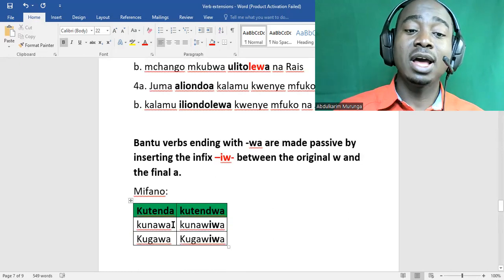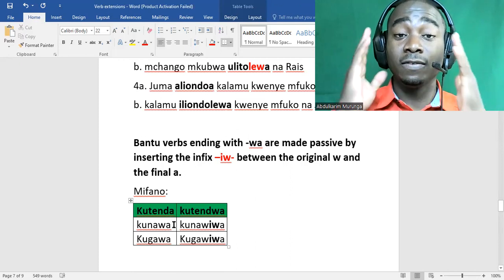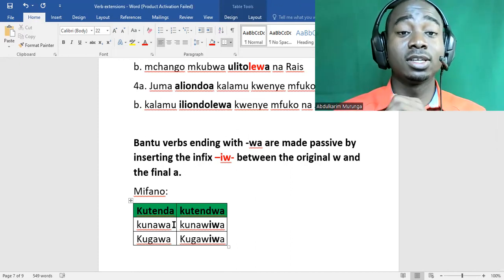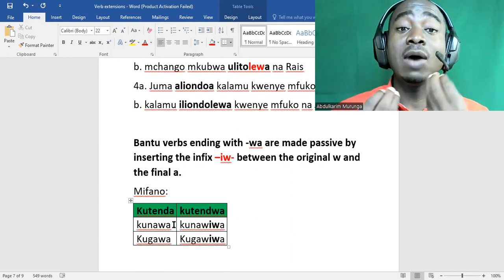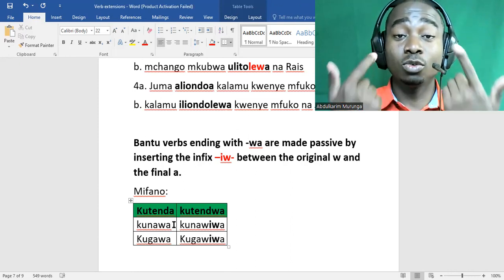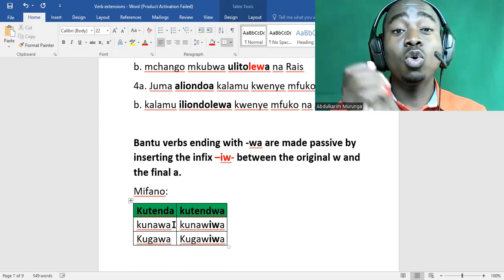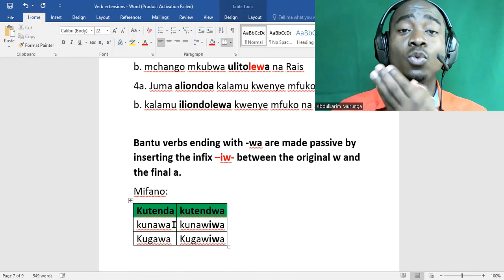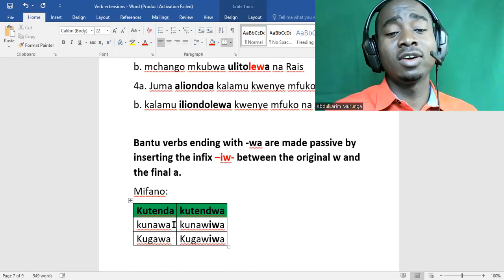We have this kunawa, is to wash. We use this kunawa to wash either the face or the hands. Sawa? Instead of saying ninaosha uso, you say ninanawa uso. Or ninaosha mikono, you say ninanawa mikono. We have many verbs that imply wash in Swahili.